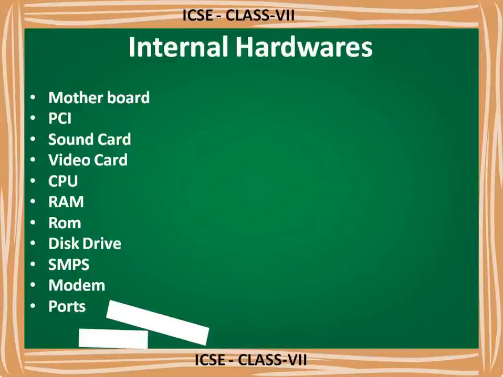Next is ports. Ports means points. A computer port is a slot on the motherboard that acts as a point of connection between a computer and an external device. That is the place where we are going to connect external devices by using those ports.